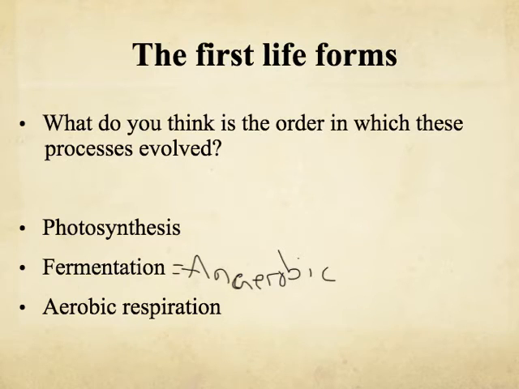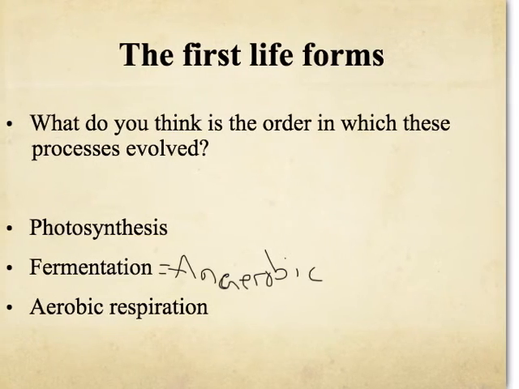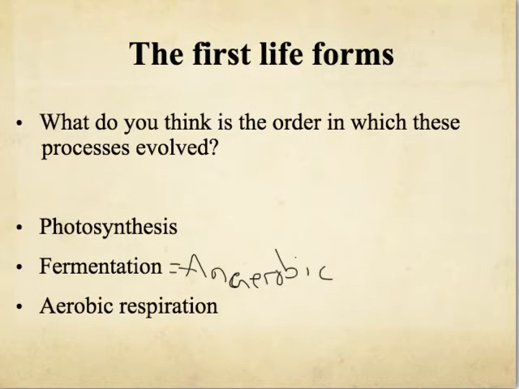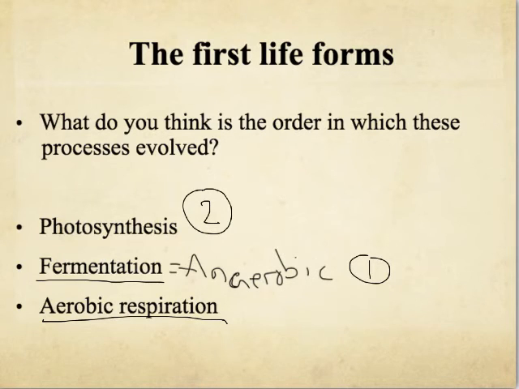Okay, so now let's talk about what the correct answer is. So fermentation is a simple way to take glucose and make energy. Because this is so simple, this probably evolved first. Aerobic respiration is much more complicated, but it requires oxygen. Remember, we don't have any oxygen at this point, and photosynthesis creates oxygen. So photosynthesis probably came second, and that probably created the oxygen that allowed aerobic respiration to occur. Okay, so let's talk a little bit more about this now.